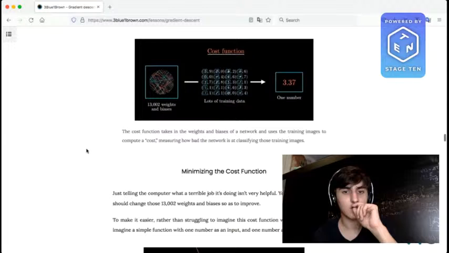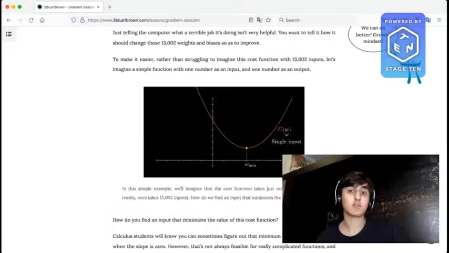For what x values is the slope, the derivative, positive or negative. But that's not what we're going to do, turns out. How do you find an input that minimizes the value of this cost function? Calculus students will know you can sometimes figure out that minimum explicitly by solving for when the slope is 0. Correct. And that's basically what the derivative is as a function of the slopes.